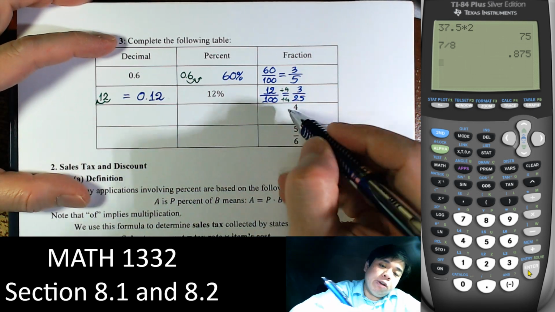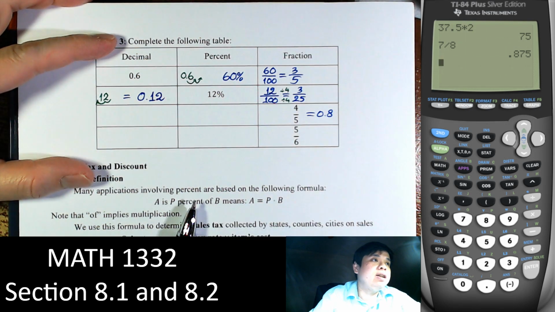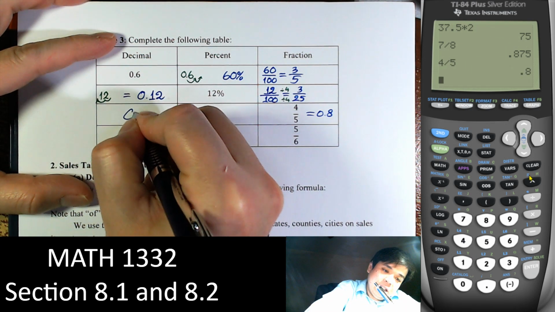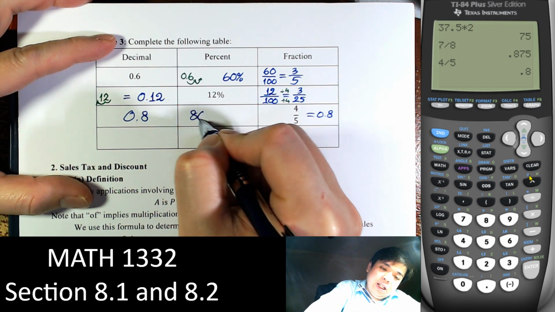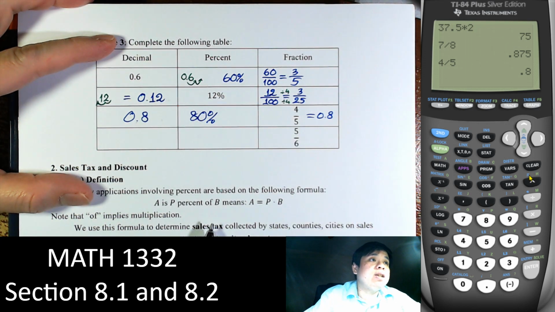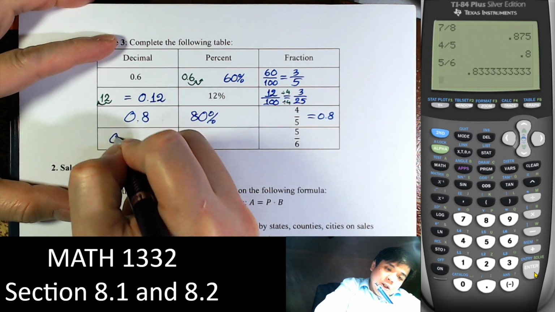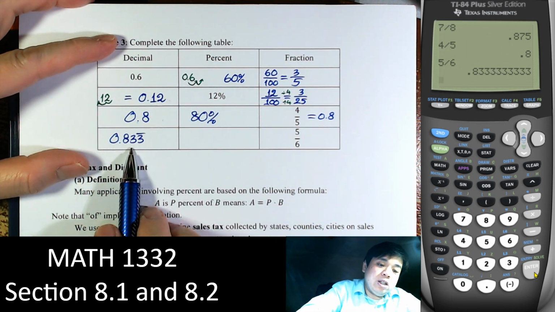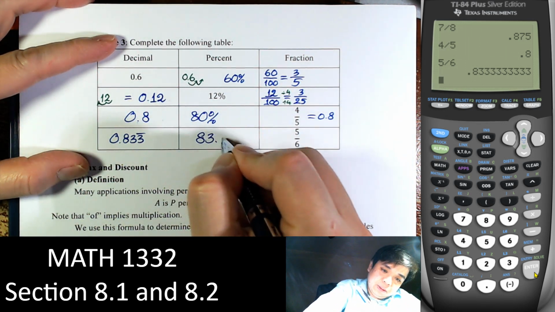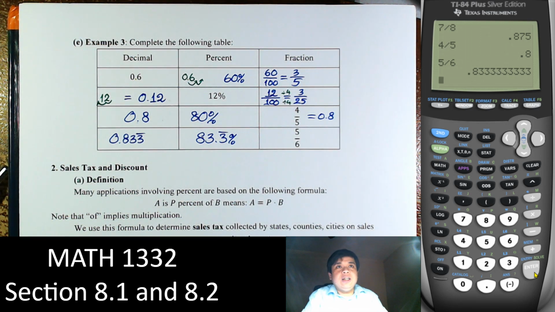Now 4 over 5. Divide them. That is 0.8. So 0.8, move the decimal places to the right, 1, 2, 80%. Next, 5/6, which is 0.833, and 2 places to the right. Add the percent. So that's what we have.